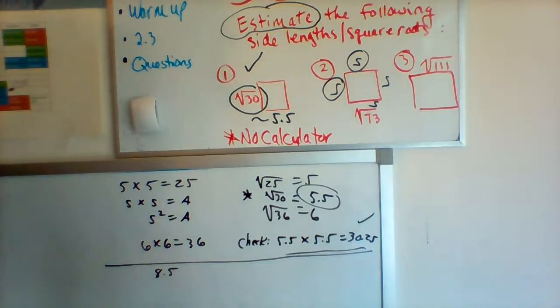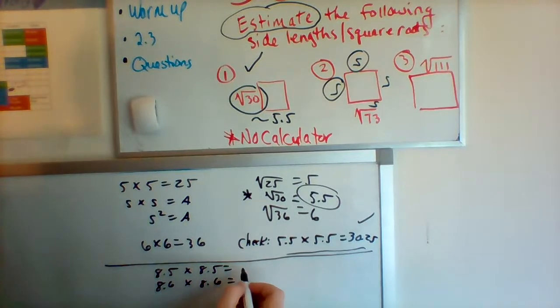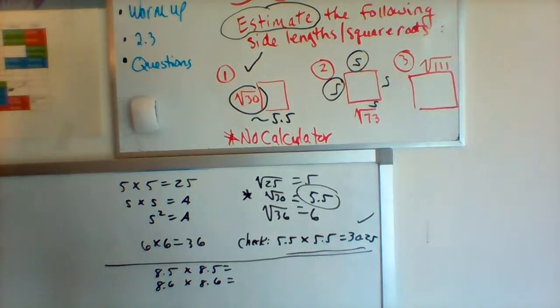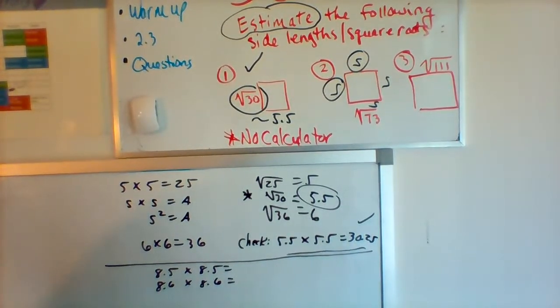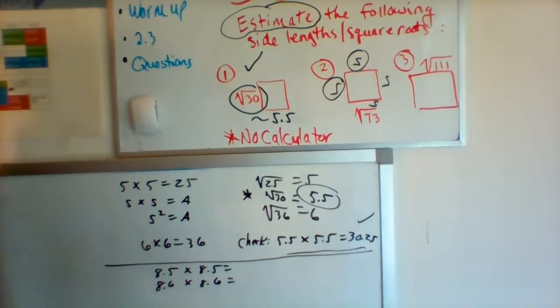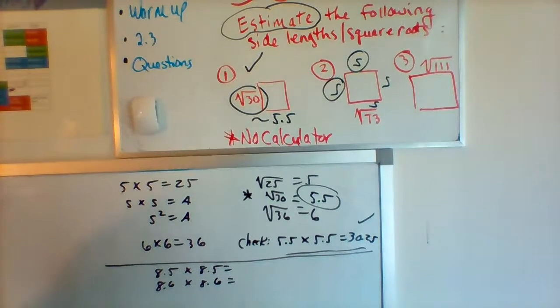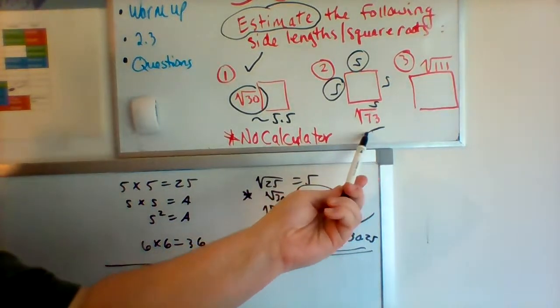8.5. Oh, yeah. Okay, cool. You guys can still see it. 8.5 times 8.5 gives us what? 8.6 times 8.6 gives us what? Just tell me what you get for each one of those as a check. And then if it's close, let's decide which one is the one that's closer. We're looking for the one that's closest to 73.